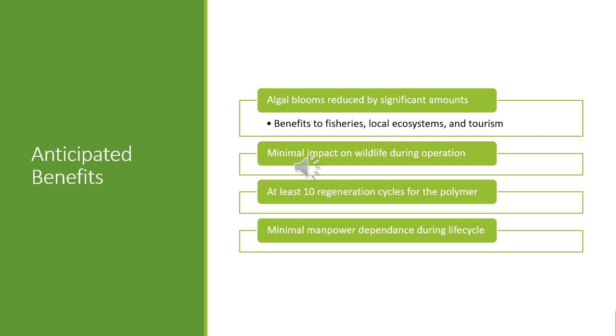We anticipate 10 regeneration cycles for the polymer at the very least, which means that the filter can be taken out, regenerated, and reused after it becomes saturated with nitrates. And we expect very minimal manpower dependence during its life cycle. It can be operated by just placing it in and allowing it to work.